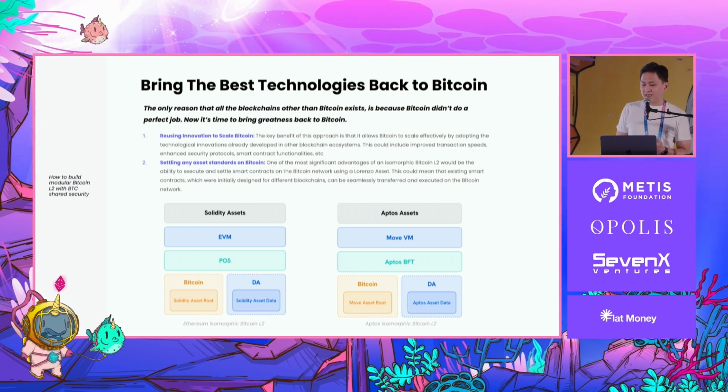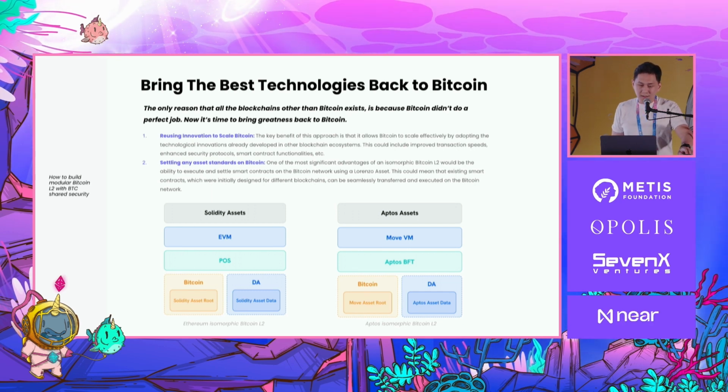Or, just as an example, I think Move language would be a very cool language. It's a very secure execution environment. Why don't we build a Move execution on top of Bitcoin, on the Bitcoin network, to secure the transactions of Bitcoin? You can also do that. If you put Move VM on top of that, and you have the Aptos BFT as the consensus, and you store the Aptos asset standards on top of that, you can build an Aptos-morphic Bitcoin L2 on top of it.